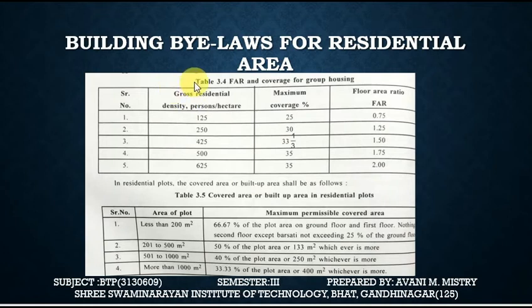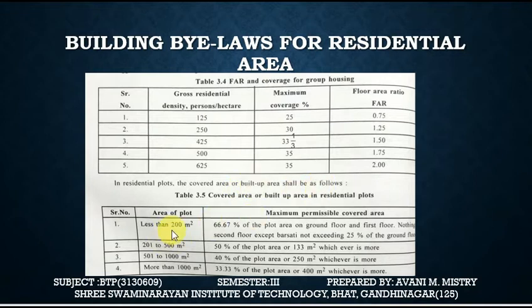यहाँ पे एक टेबल दिया है FAR एंड कवरेज फॉर द ग्रुप हाउसिंग. ग्रॉस रेसिडेंशियल डेंसिटी पर्सन पर हेक्टर 125. Maximum coverage in percentage 25 and house area ratio is this. Then in residential plots, the covered area and built up area shall be as followed.